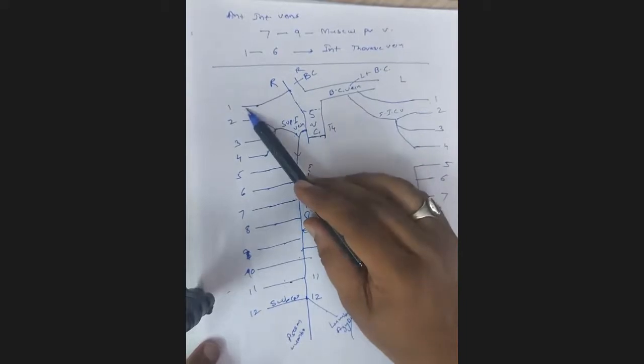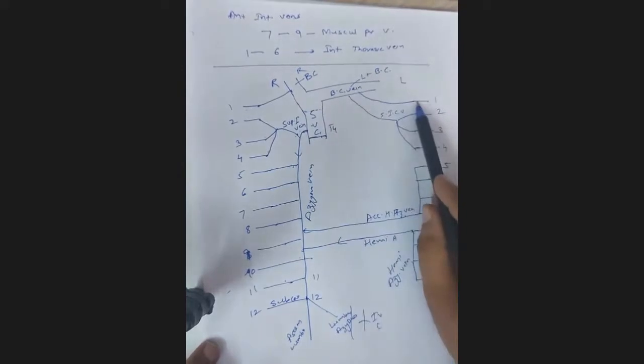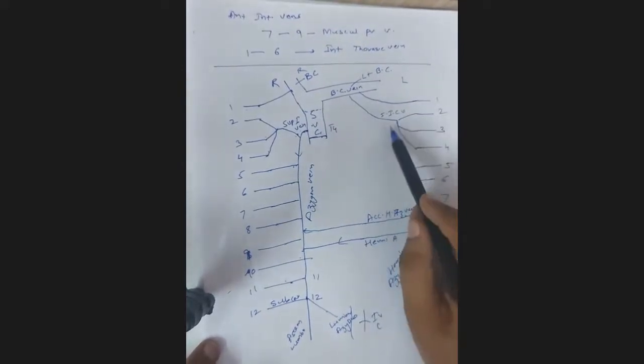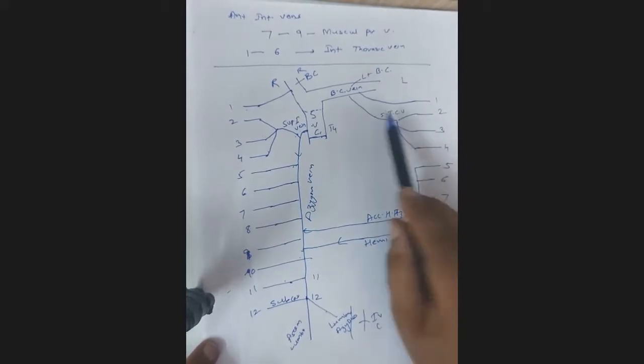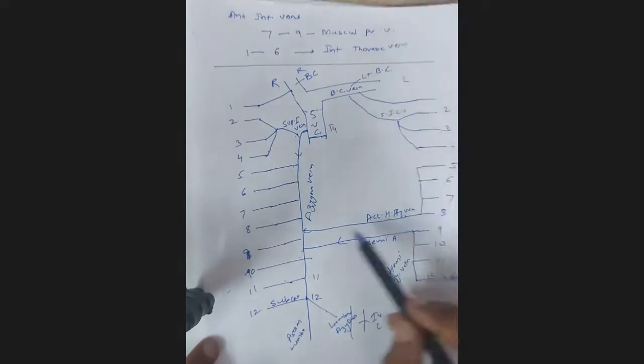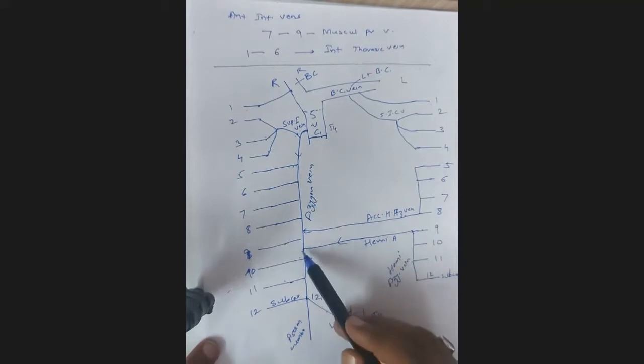The first posterior intercostal vein on the right side drains into the brachiocephalic vein. The first on the left side also drains into the brachiocephalic. Veins 2, 3, 4 on the left side form the superior intercostal vein and drain into the brachiocephalic. Veins 5, 6, 7, 8 form the accessory hemiazygos, which drains into the azygos. Veins 9, 10, 11 form the hemiazygos along with the subcostal, and that also drains into the azygos.